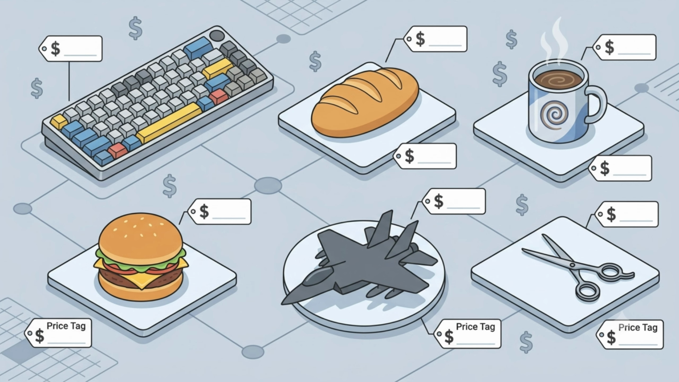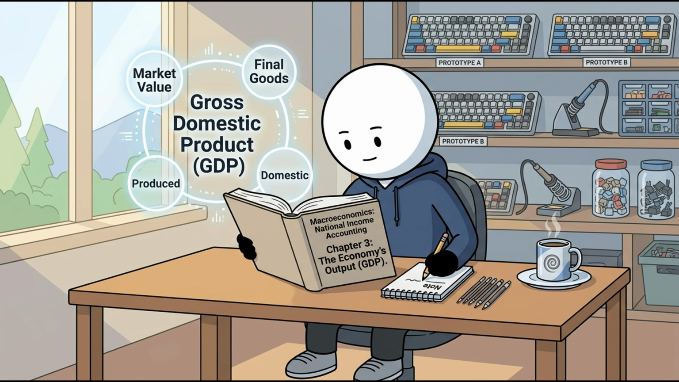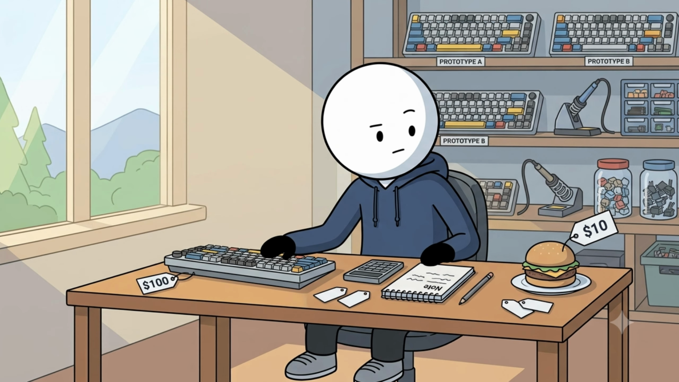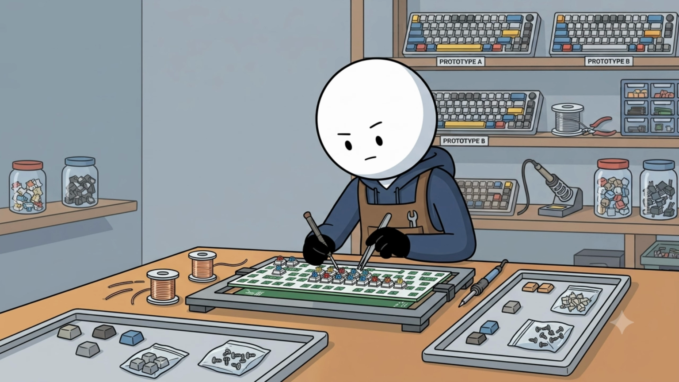As John dives into his studies, he learns that GDP is the market value of all final goods and services produced within a country in a given period. This sounds like a mouthful, so John breaks it down step by step to see how his own business fits in. First, market value. Since you can't add an apple to an orange, you use their prices to create a common denominator. If a keyboard is worth $100 and a burger is worth $10, the keyboard contributes 10 times as much to GDP as the burger.